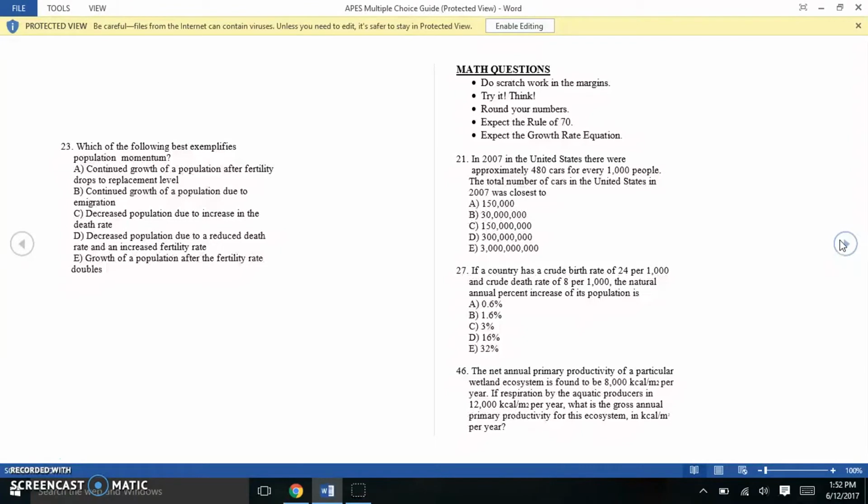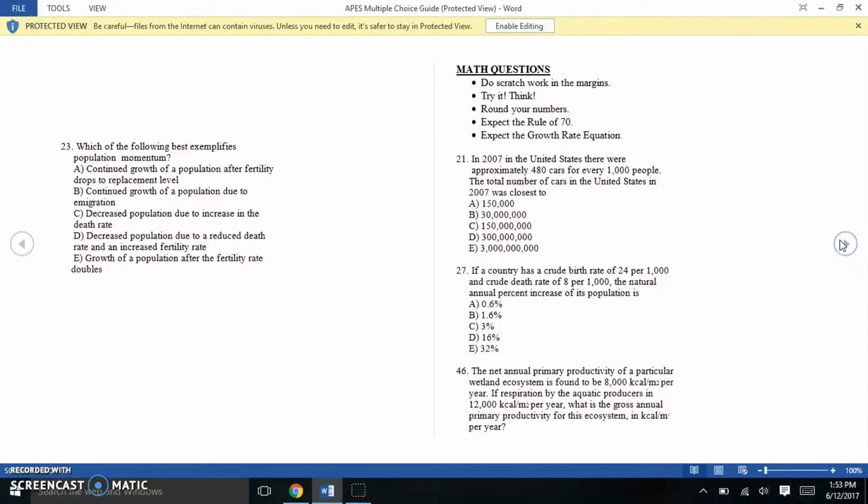Number 21. In 2007, in the United States, there were approximately 480 cars for every 1,000 people. The total number of the cars in the United States in 2007 was closest to, and you would do that calculation and figure that out. So there's one example of some of your math calculation related to human population. Number 27 is dealing with our growth rate. We will have a formula for our crude birth rate and crude death rate, and you will be able to work that out when time comes.